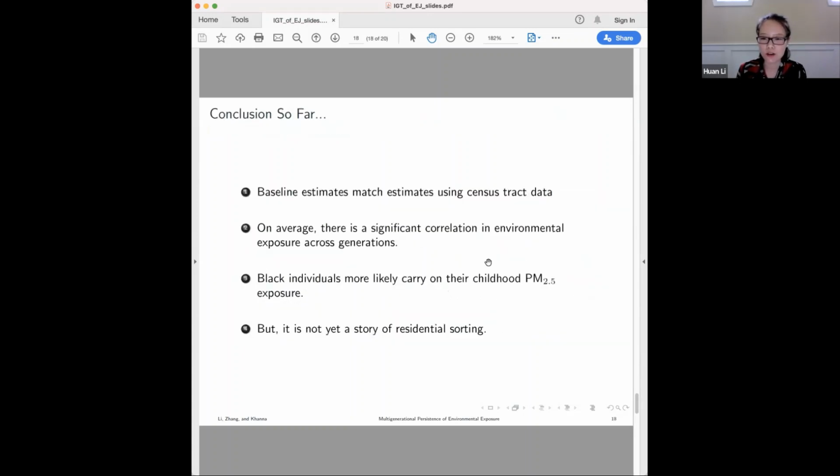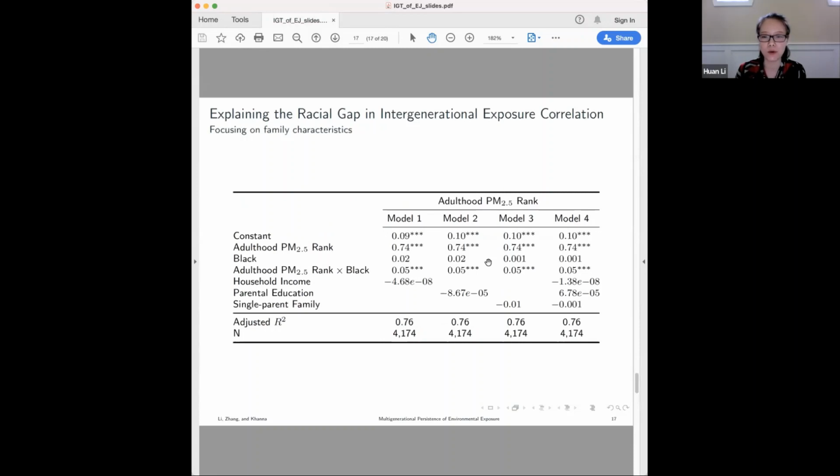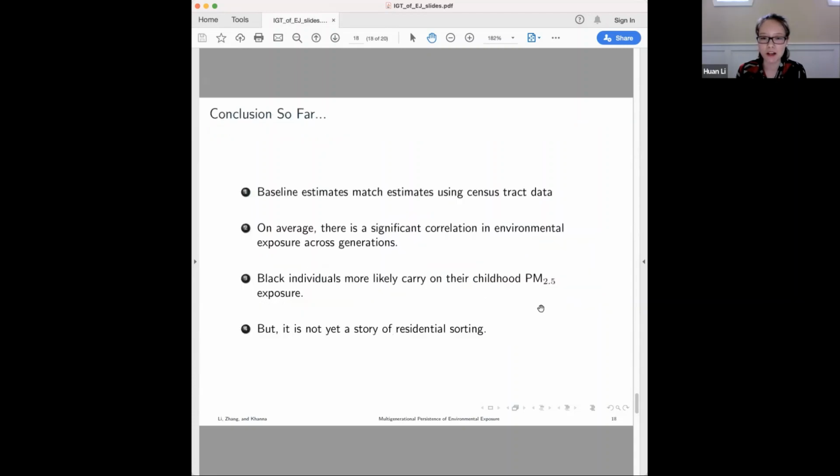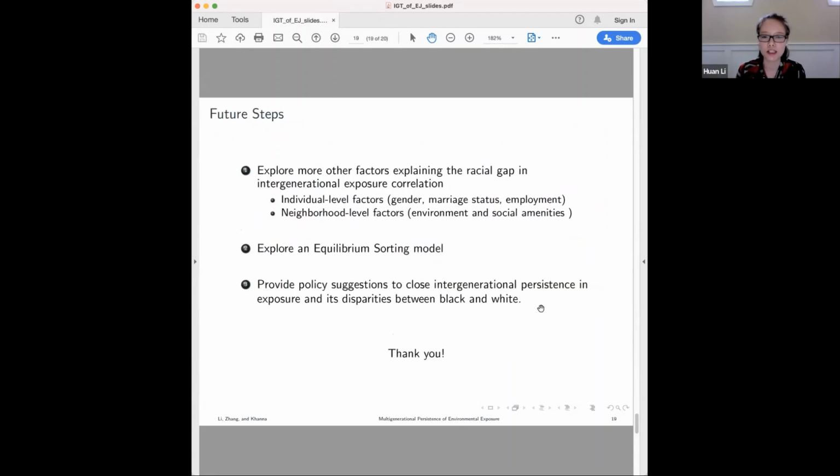And then the main question we really want to answer is why this is happening. We don't find any mechanisms behind this correlation, but we do see there is a high correlation in terms of environmental exposure across generations. So how do we understand this phenomenon? So we try to use an equilibrium sorting model to see how people sort themselves.